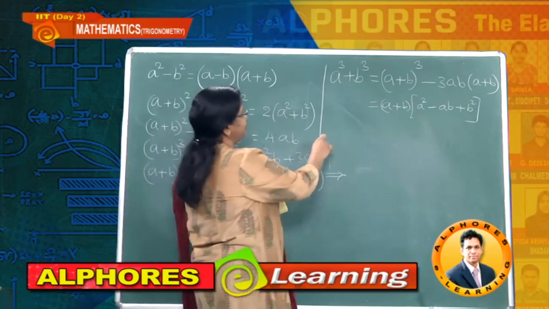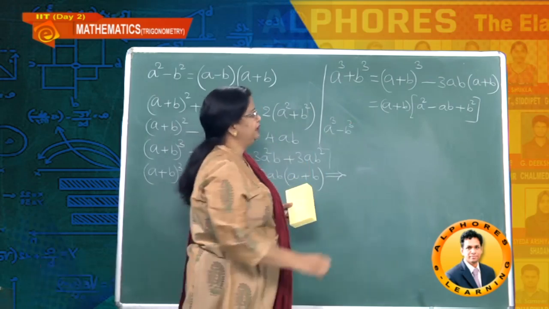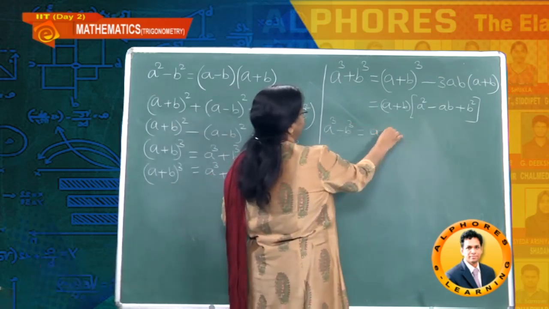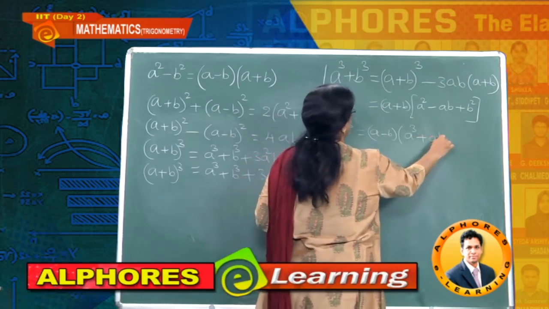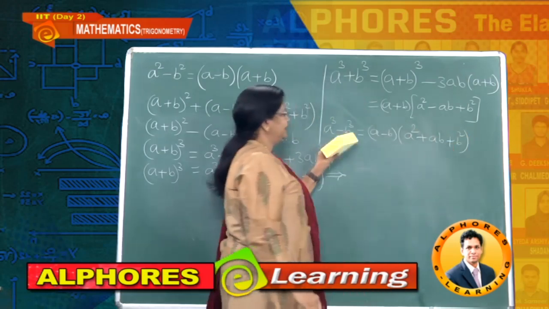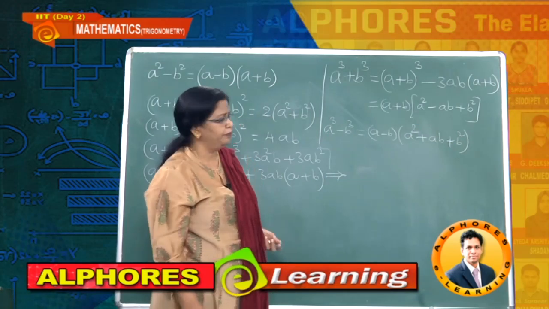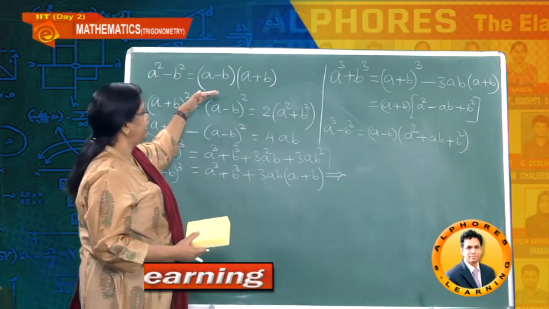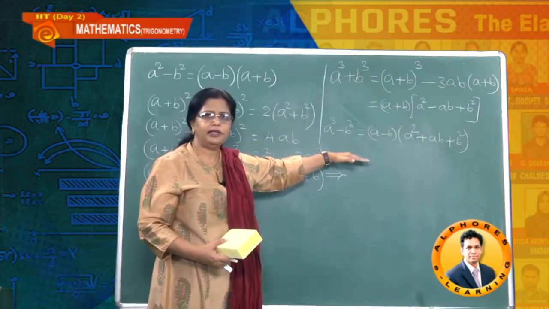And next one, suppose you take a cube minus b cube, this is one of the formulae you can apply: (a minus b) into (a square plus ab plus b square). So this is another formula, that is for a cube minus b cube. So these are the main important formulae which you can apply for any type of real numbers.